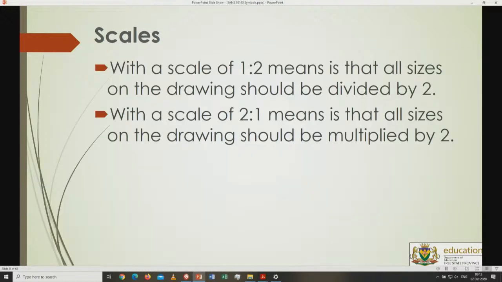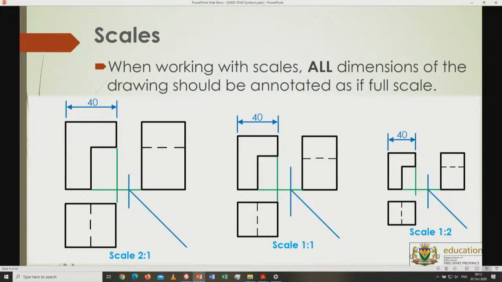And then also with the scale of 1 to 2 means that all sizes on the drawing shown should be divided by 2. And if it's 2 to 1, it will be multiplied by 2. 5 multiplied by 5, 10 multiplied by 10, or divide by 10. Also important, the dimensions should always be the same as what it is in real life. Even if it's reduced, even if it's enlarged, you still show the real dimension of a drawing.